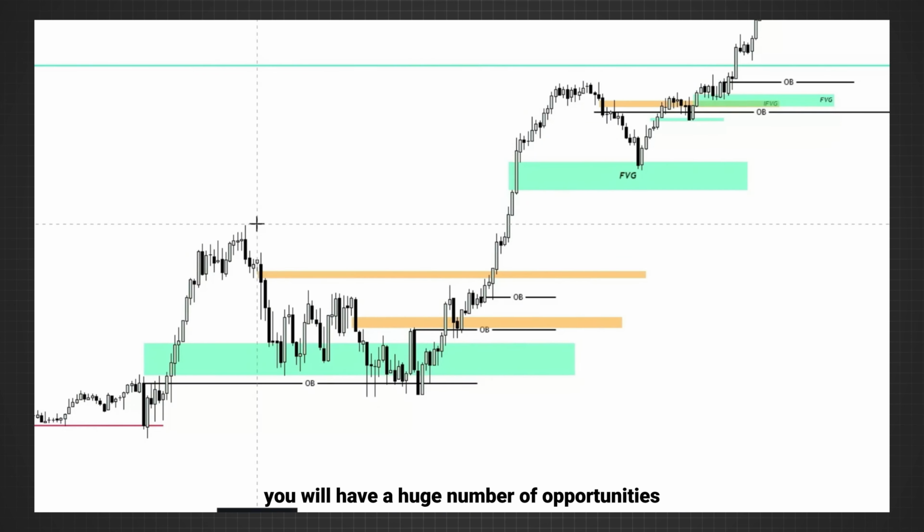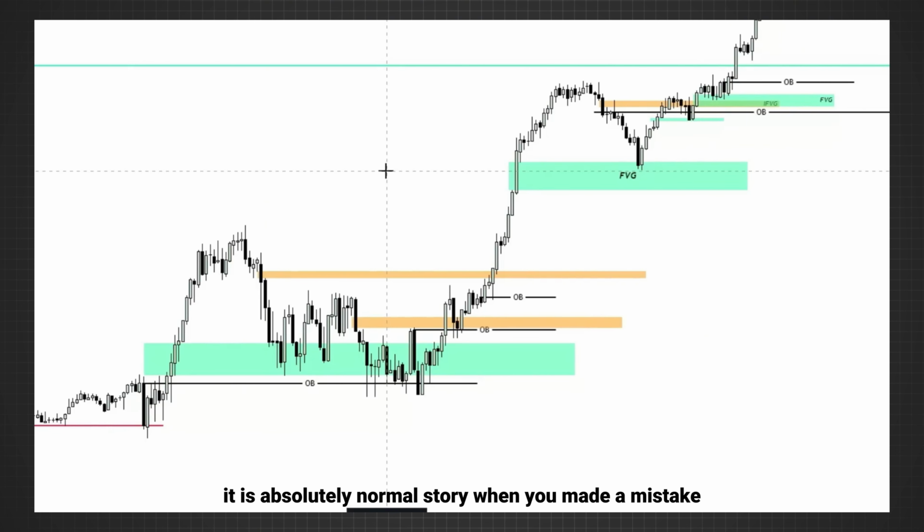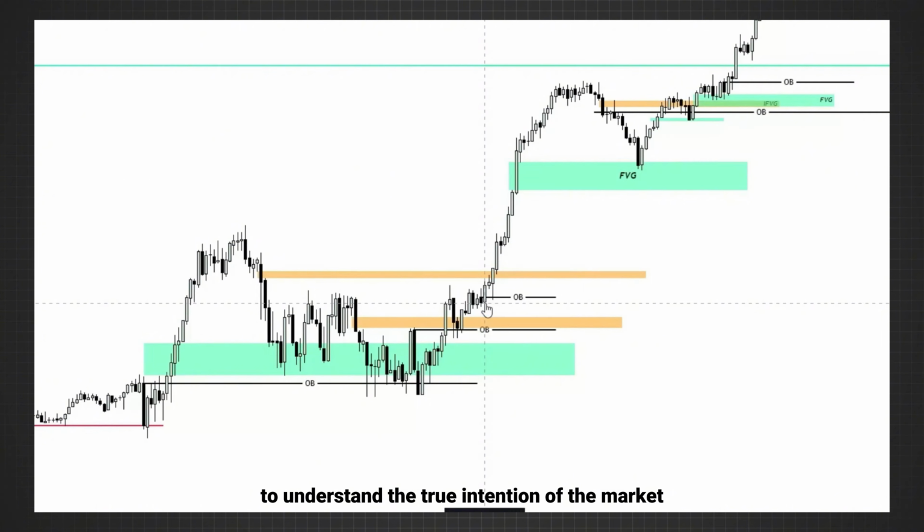You will have a huge number of opportunities, at least to recoup your losses, and at most to make a good profit. It is an absolutely normal story when you made a mistake, paid with your stop loss to understand the true intention of the market, immediately discarded your inadequate ideas, and began to follow the market. It is absolutely normal practice. It happens to every trader, but for this, you need flexibility.